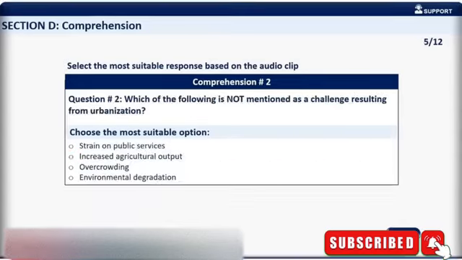Let's move on to question number 2. Which of the following is not mentioned as a challenge resulting from urbanization? And we have the options as strain on public services, increased agriculture output, overcrowding, environmental degradation. The correct answer in this case is going to be increased agriculture output.